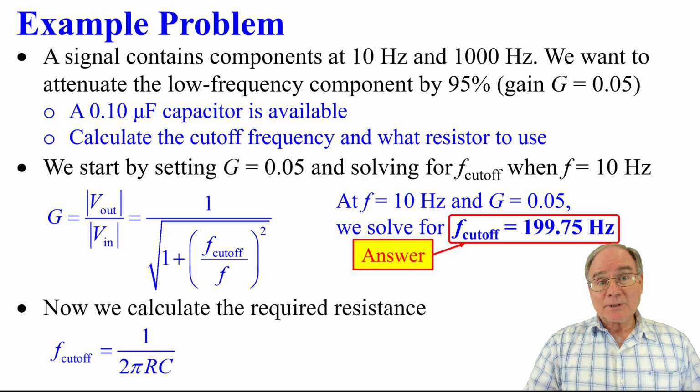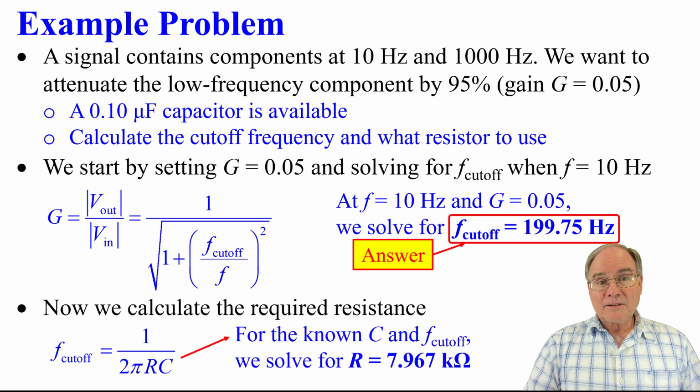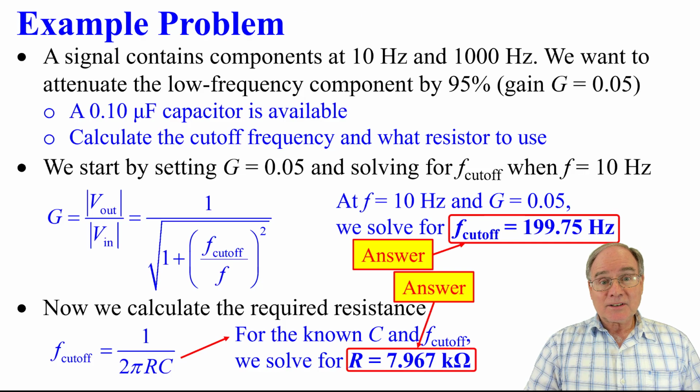Now we calculate the required resistance using our equation for cutoff frequency. For the given C and the F cutoff we just calculated, I get 7.967 kiloohms. This is our second answer.